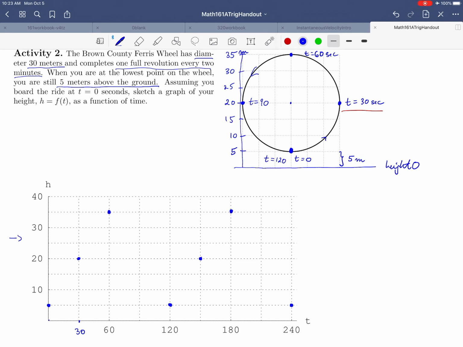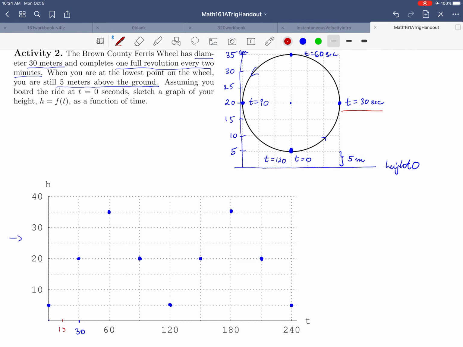So we reach that same height actually also after 90 seconds, so I can indicate that right here, and then also after 210 seconds. So it looks like, as we're going around the circle, we're going up, we're going down, we're going up, we're going down. Now the question is, how should I connect those points in between, since I will reach every single height in between? To help us figure that out, let's see where we are after 15 seconds.